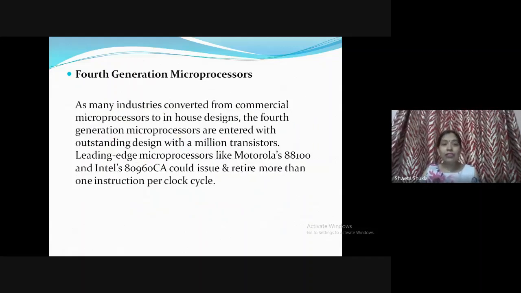Then comes the fourth generation microprocessor. Now what happened in the fourth generation microprocessor? See, till the third generation, normally the microprocessors were used for commercial purposes, but now they have started some house designings.